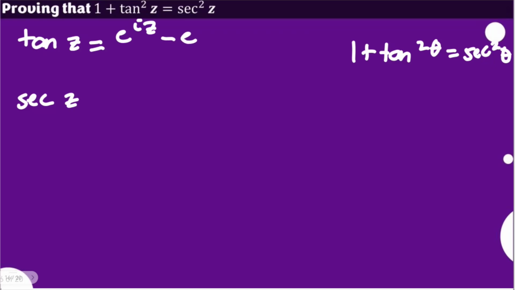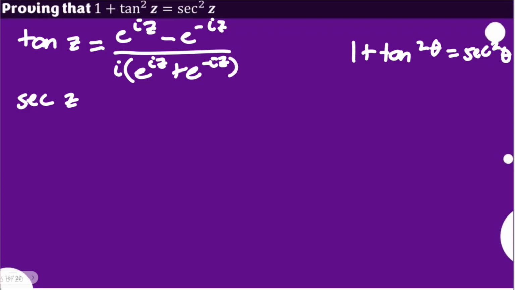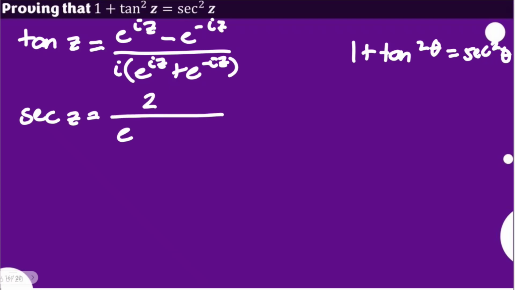Minus e to the power of negative iz, all over i times e to the power of iz plus e to the power of negative iz. That's the equivalent form for tangent z. As for our secant z, this is actually the reciprocal of our cosine z. So our secant z is actually just 2 over e to the power of iz plus e to the power of negative iz. So let's show that using these two would yield the given identity here.